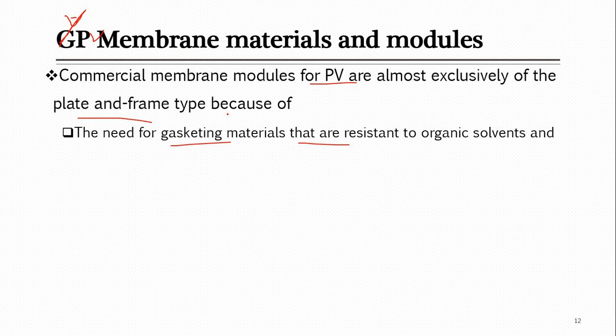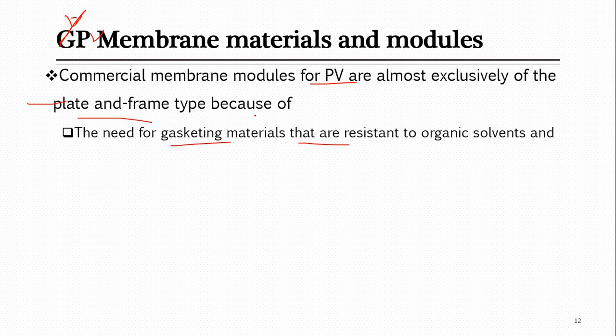So from the start, when we looked at these various modules, hollow fiber, spiral wound, and this plate and frame. In plate and frame, there are the plates, and inside that the membranes are in the form of a frame, so you can easily gasket those, you can easily apply those gasketing materials, and due to this, plate and frame is preferred.